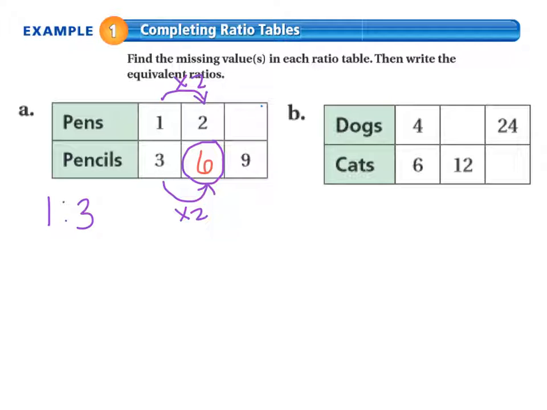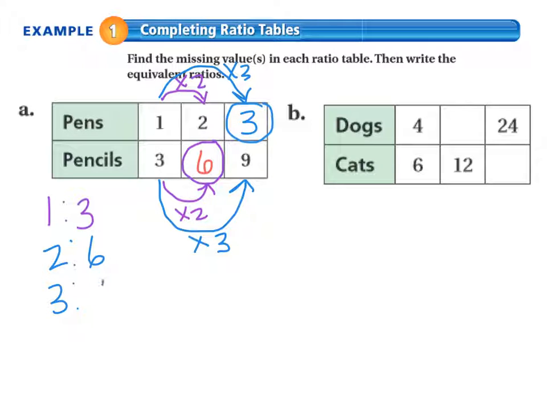Now we need to fill in this one. Since we're going to find this missing piece here, I'm going to look at what I do to go from 3 to 9. Well, I'm going to multiply that by 3. If I do it to the bottom, I do it to the top. 1 times 3 is 3. And to fill in the rest of my missing ratios, I had 1 to 3 here. Now I have 2 to 6 and 3 to 9. This is my answer.